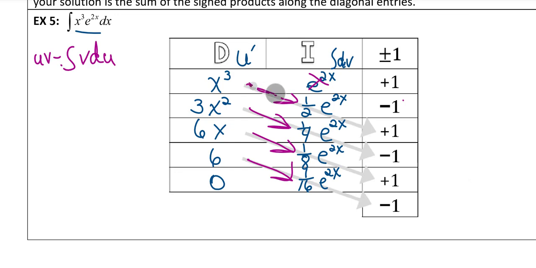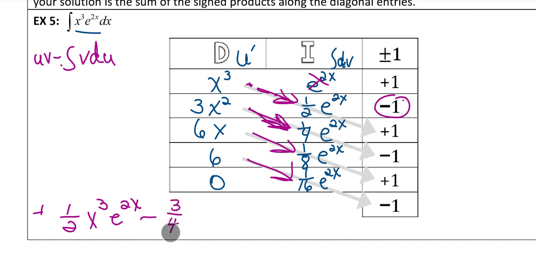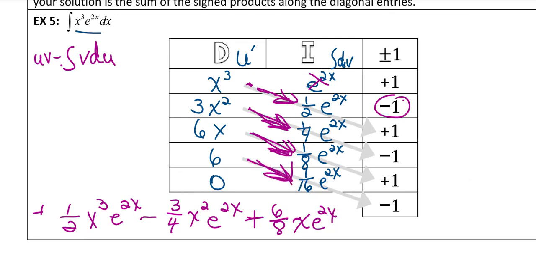So the first term is going to be right here, so I have 1/2 x cubed e to the 2x, and then the next term is right here, so then minus, because this one was positive, so the next one will be minus 3/4 x squared e to the 2x, and then up here I'm going to alternate signs again, plus 6/8 x e to the 2x, and then the last term is going to be minus 6/16 e to the 2x.